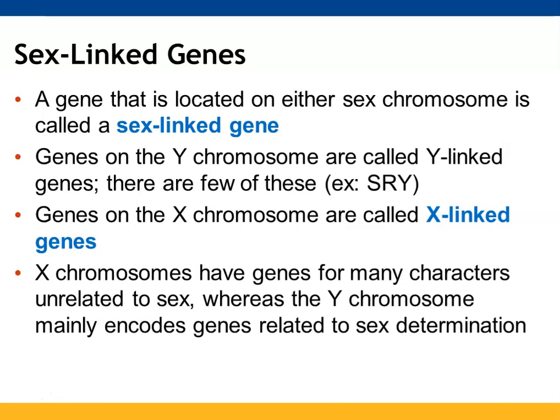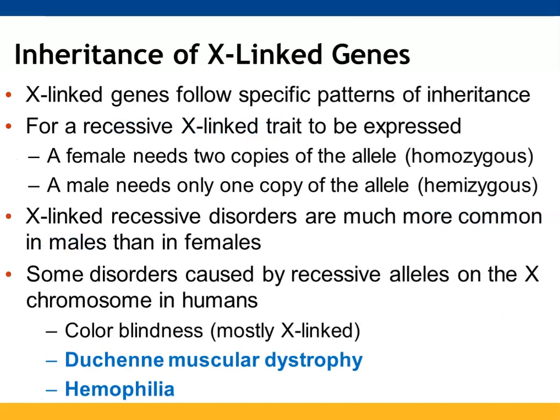Sex-linked genes. If you have genes that are located specifically on one of your sex chromosomes, they're known as sex-linked genes. If they're on the Y chromosome, they're called Y-linked genes. We've already talked about the SRY one. If they're on the X chromosome, they are X-linked genes. And the X chromosomes are the ones that we typically are going to be talking about when it comes to disorders, because the X chromosomes have genes that don't just code for sex, while the Y chromosome tends to focus specifically on that.